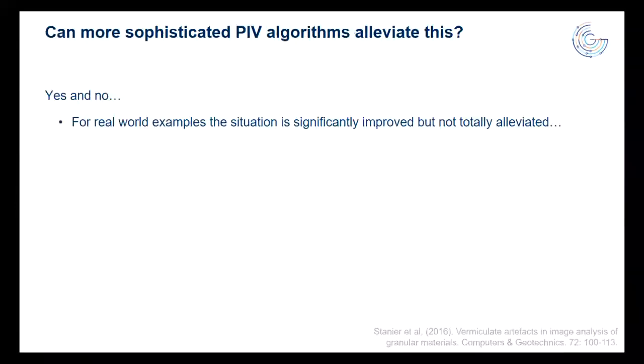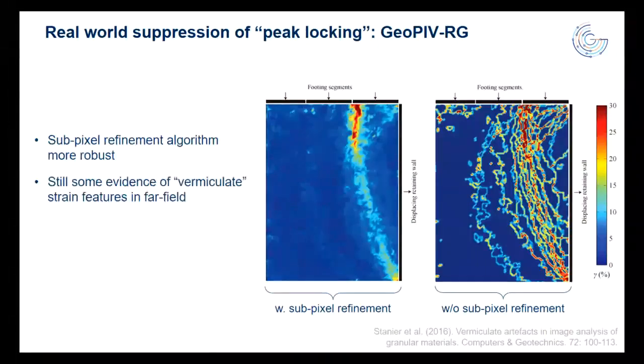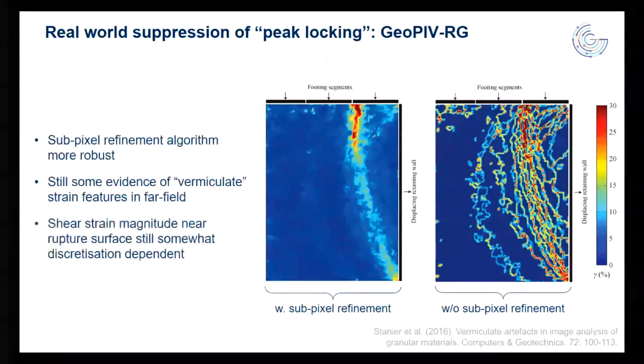If we look at the real-world data, then we can see that the situation is also improved, but not totally fixed. So this is the same glass Ballotini experiment, and what you can see now is in the far field, most of the evidence of those vermiculate worm-like strain features has disappeared. There's still a little bit of evidence of them being in existence there, but it's mostly gone. So the algorithm has helped a lot, but it's not the total answer. So in conclusion, the subpixel refinement algorithm is more robust. As I said, there's a little bit of evidence of the existence of those features in the far field, but it's mostly disappeared.